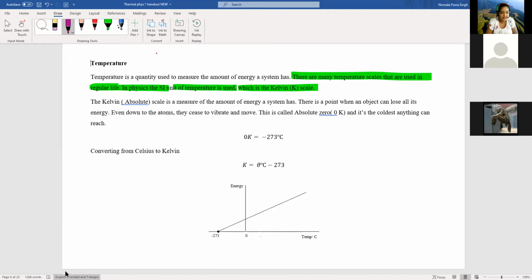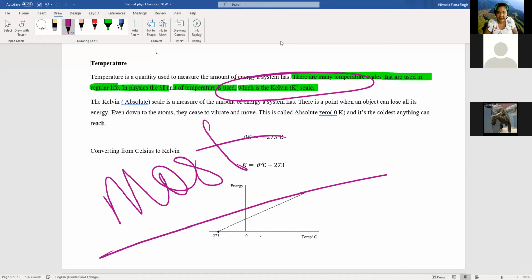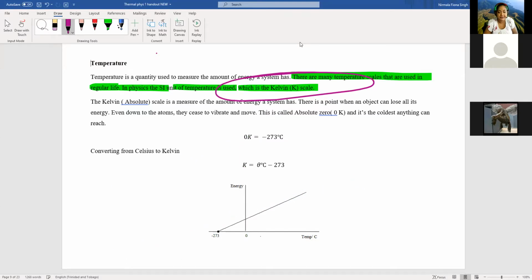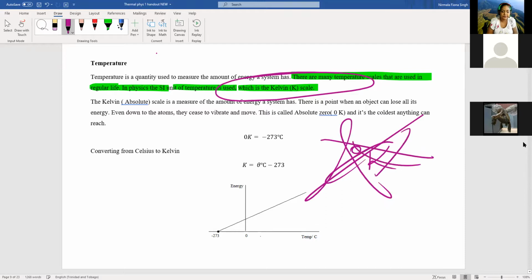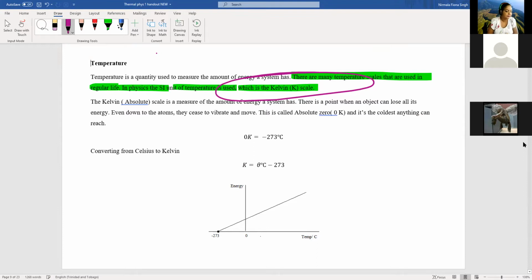But what we're going to do today in physics, the scale that we use most times is Kelvin. Not all the time. It's not necessary to use Kelvin all of the time, but for some of these topics, the Kelvin scale is what we are going to use. So let's read what the Kelvin scale is. Please note it is not degrees Kelvin. It is just Kelvin. It's named after Lord Kelvin.